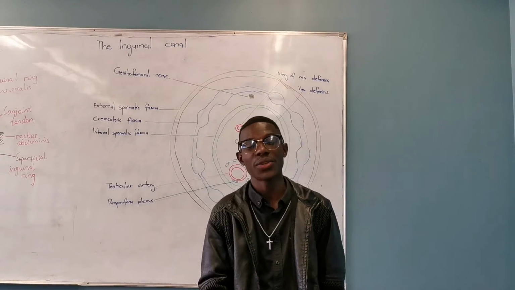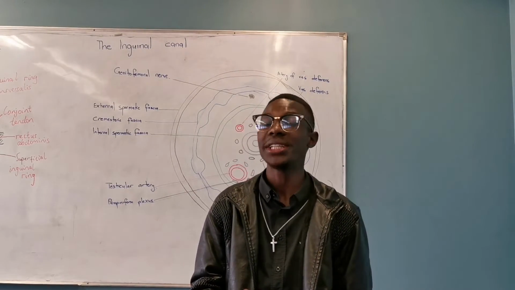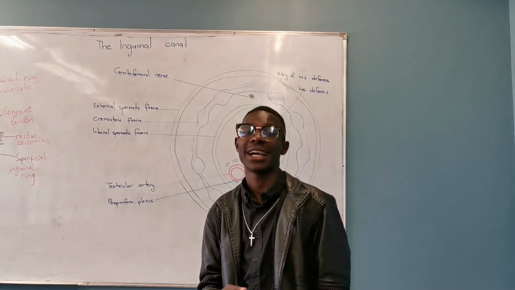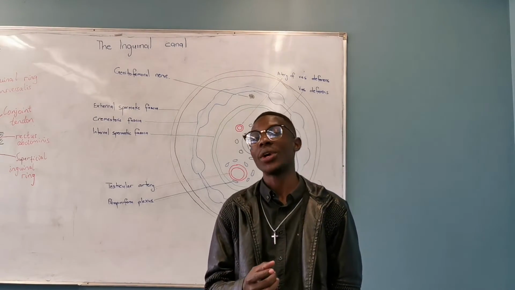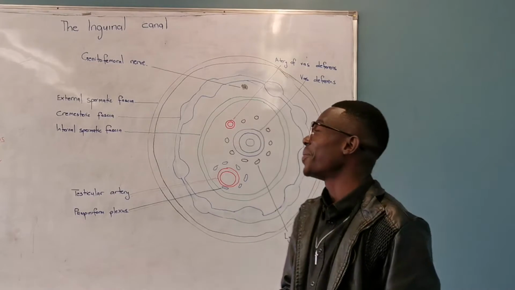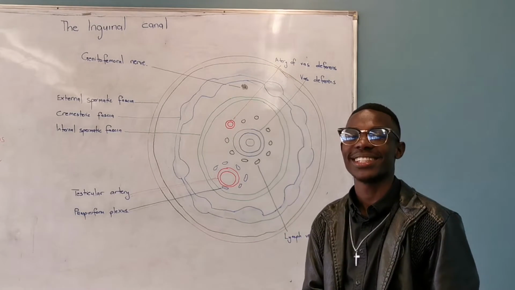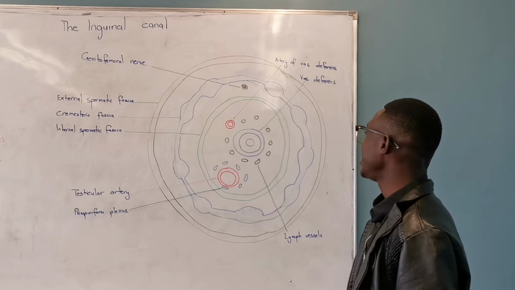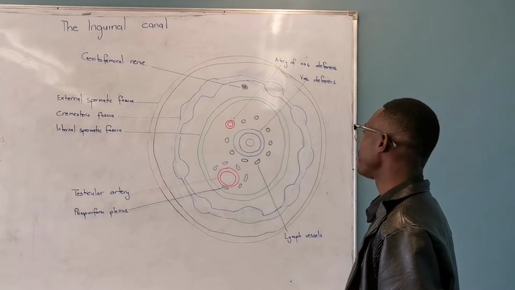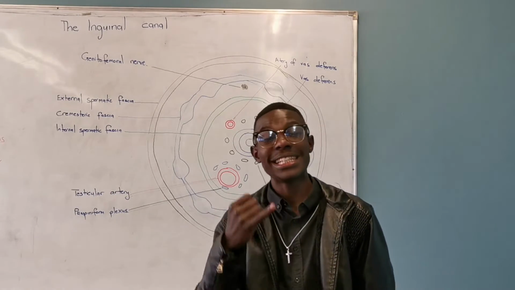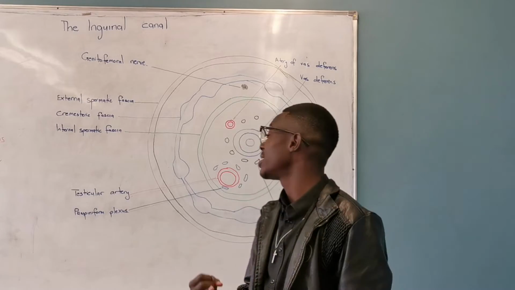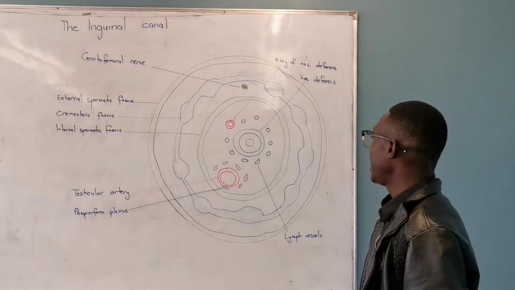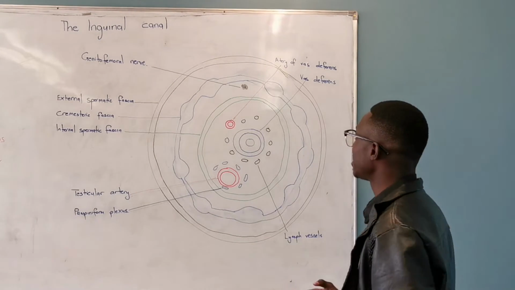Okay, so guys, let's talk about the contents of the inguinal canal. The main content in male is the spermatic cord. The spermatic cord is going to contain certain nerves, arteries, veins, and the vas deferens.